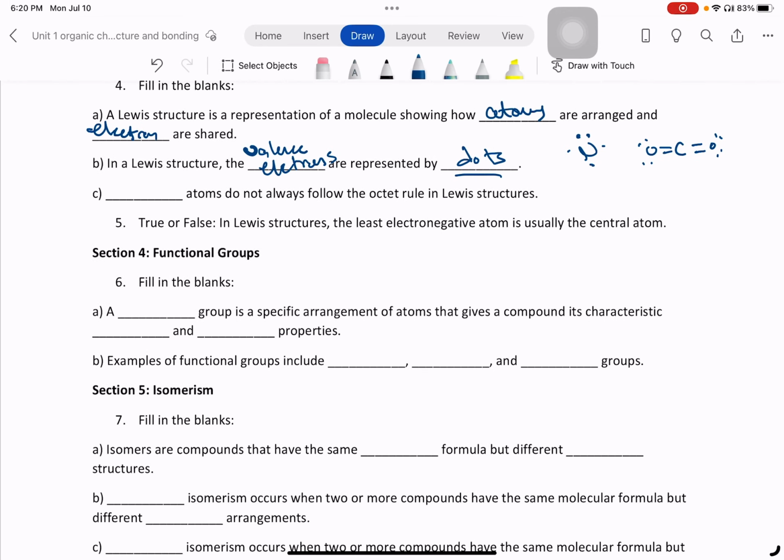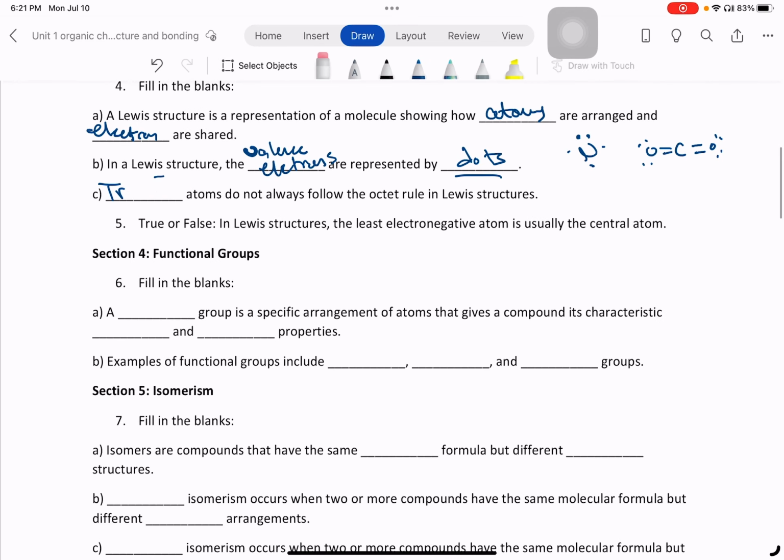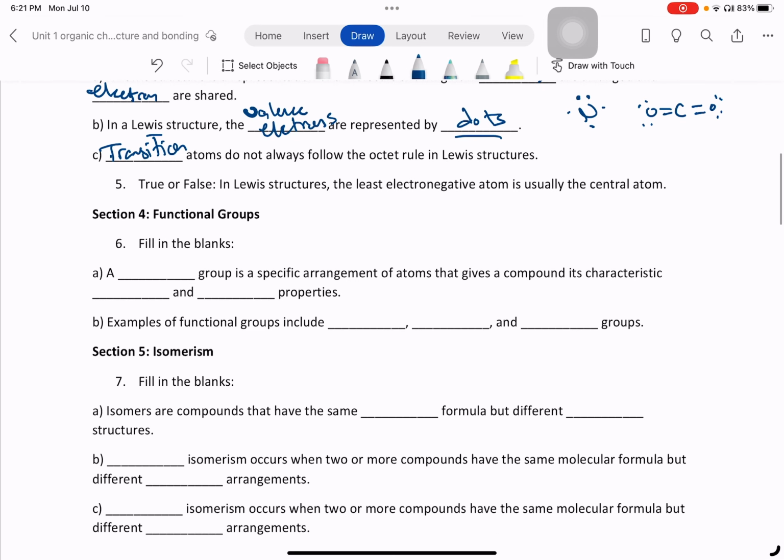Another thing is, blank atoms do not always follow the octet rule in Lewis structures, right? So what are these types of atoms? So this might be a question. These are called transition atoms. Right? So transition atoms do not always follow the octet rule.